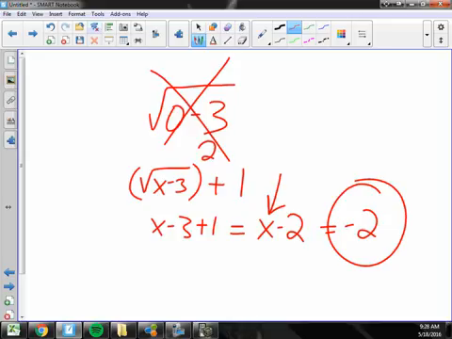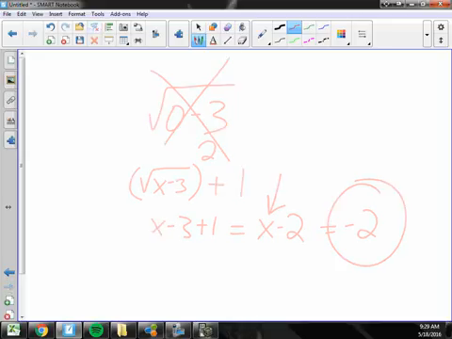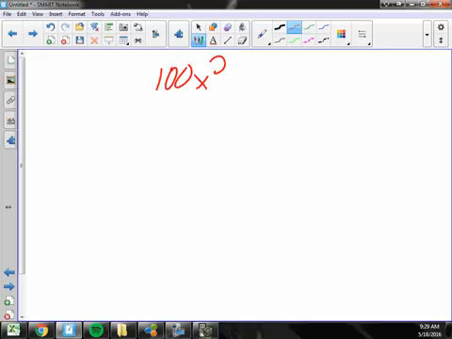Number 7. Which of the following statements is true concerning the graph of the rational function 100x squared over x squared plus 10x? First off, does this have a horizontal asymptote, a slant? It has a horizontal. Is it at 0? No. In order to be at 0, the degree of the bottom has to be larger than the degree of the top. But in this case, the degrees are equal.